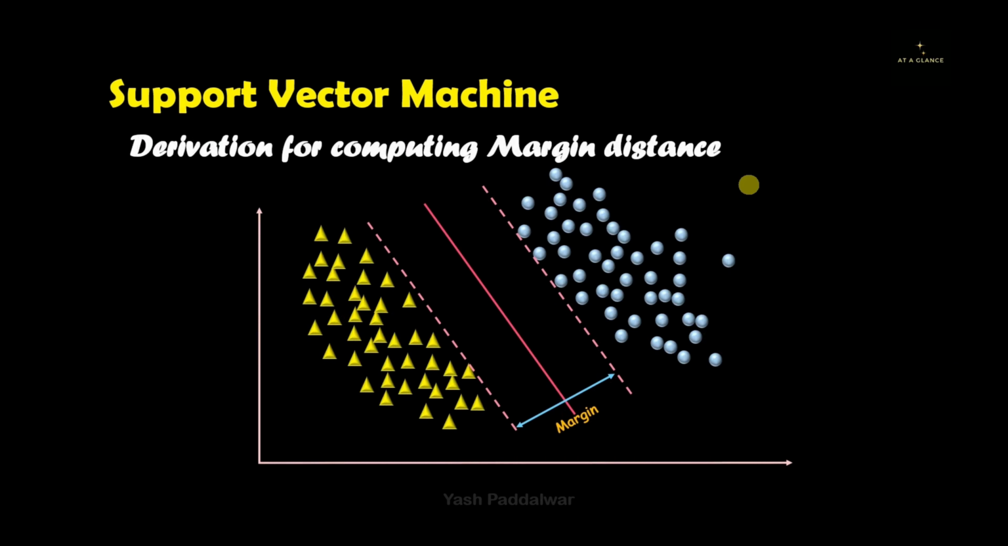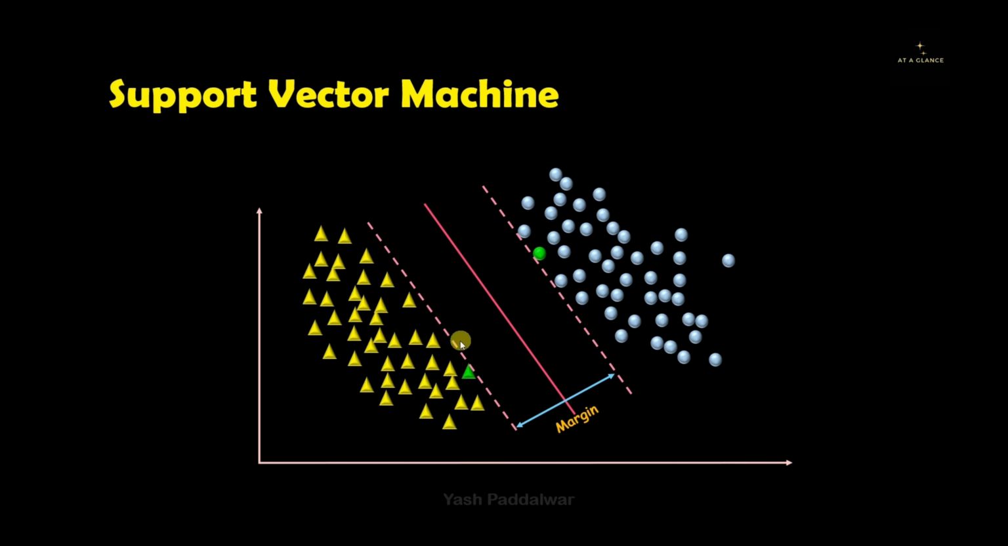Now we'll look at the derivation of computing the margin distance. As I said, margin plays a very important role. The more margin there is, the better your model is. So therefore, we have to find out the margin first. Let's say we have these two support vectors of both the classes, and we also have drawn the gutters. Let's say that the support vector in the negative class is x1 and the support vector in the positive class, which is nothing but the class of circles, is x2.